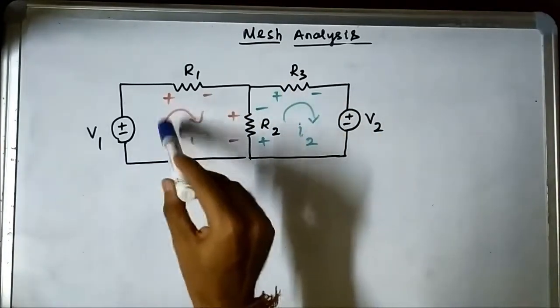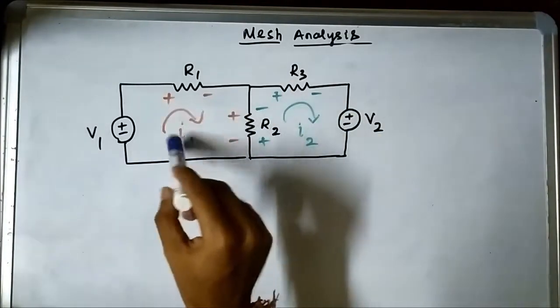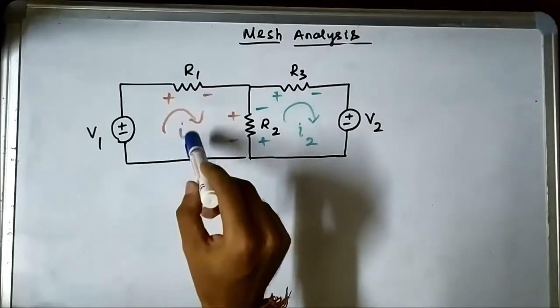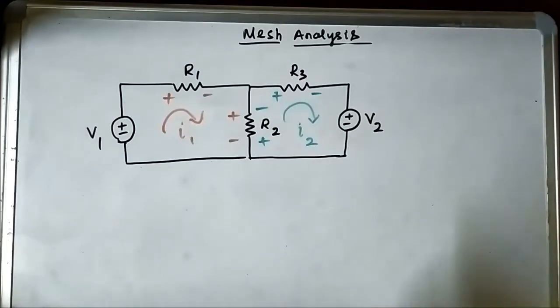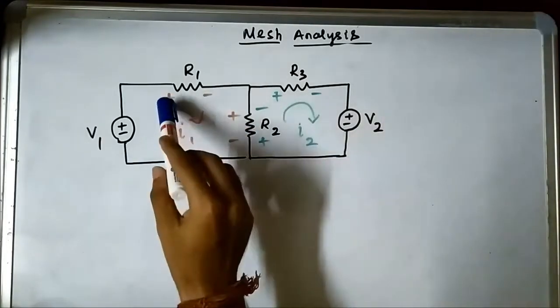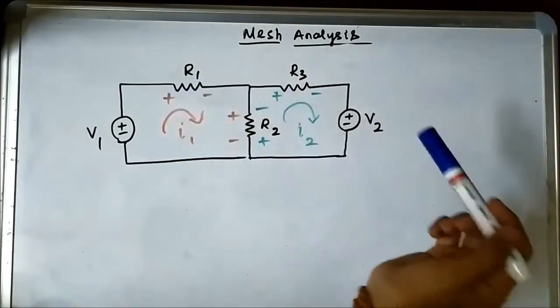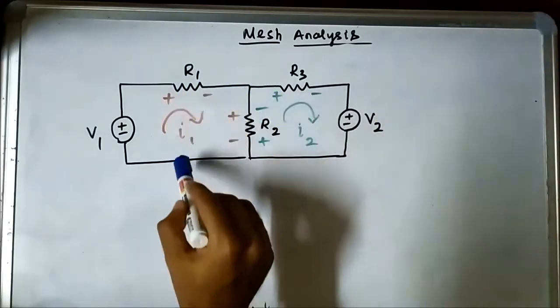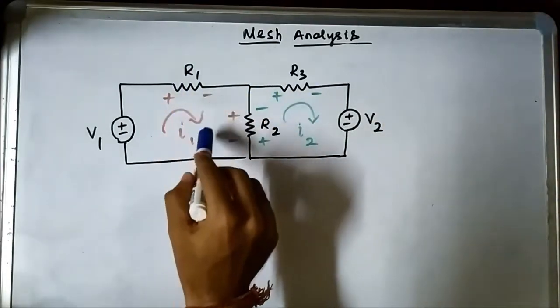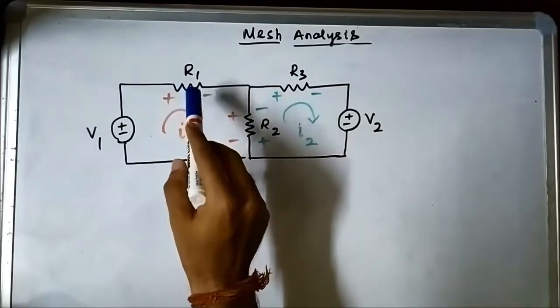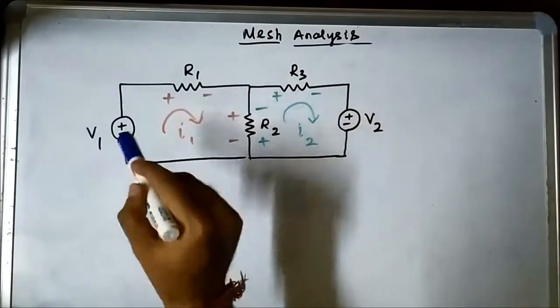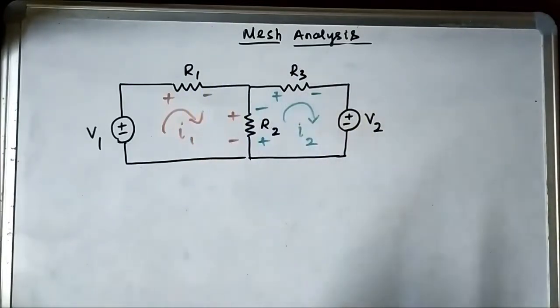Here the current in the left mesh, the mesh current, is I1 and the current in the right mesh is I2. Now please pay attention to the polarities placed on the resistors R1, R2 and R3. We know that current always flows from the positive to the negative terminal in a resistor. I have said it many times in my previous video on basic concepts related to circuits.